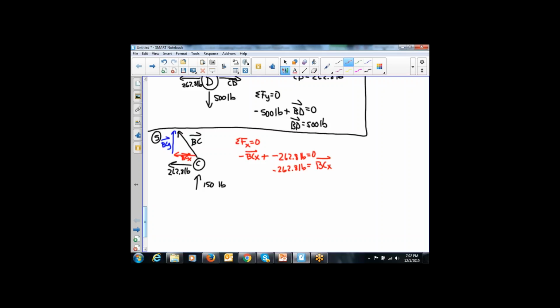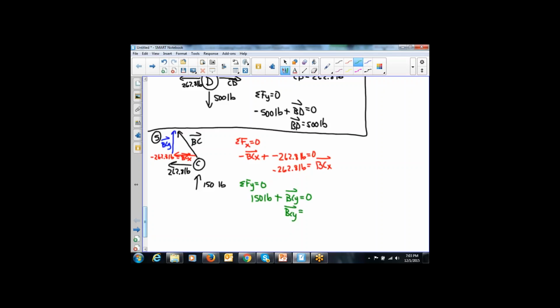So I know that this piece right here is negative 262.8. When I get a chance to go up to my summary chart, I'm going to change the direction of BC and mark it in compression instead. So now let's sum the forces in the Y direction. It has to be equal to 0. I have a go up of 150 pounds, so it's positive, plus a go up of BCY, so it's positive, that equals 0.